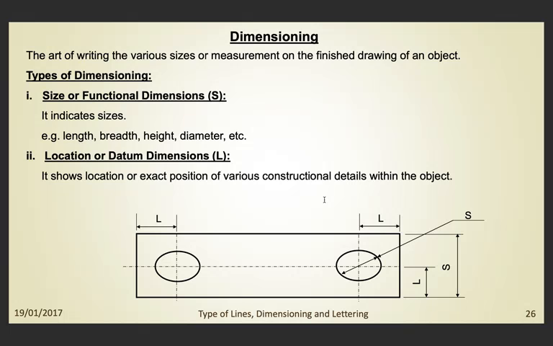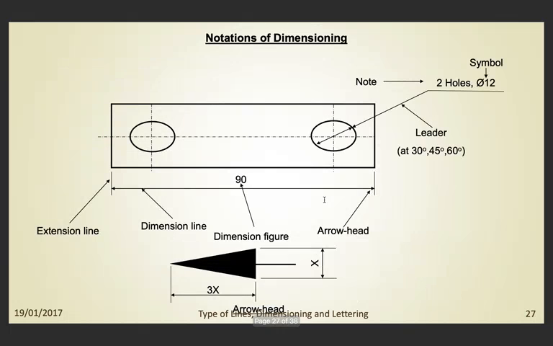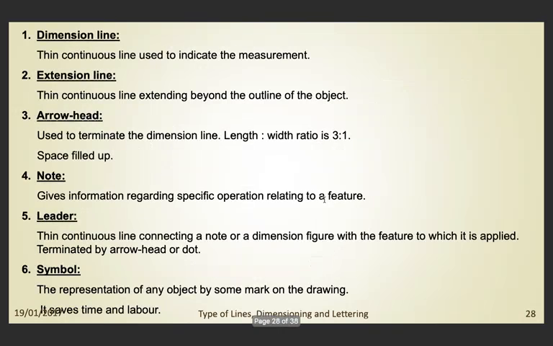Dimensioning is the art of writing the various sizes or measurements on the finished drawing of an object. The various types of dimensioning: size or functional dimension, which indicates sizes; location or datum dimension, which shows the location or the exact position of various construction details within the object. Notations of dimensioning: you can see this is a symbol. So these are the various kinds of notation: dimension line, extension line, arrowhead, note, leader, symbol.